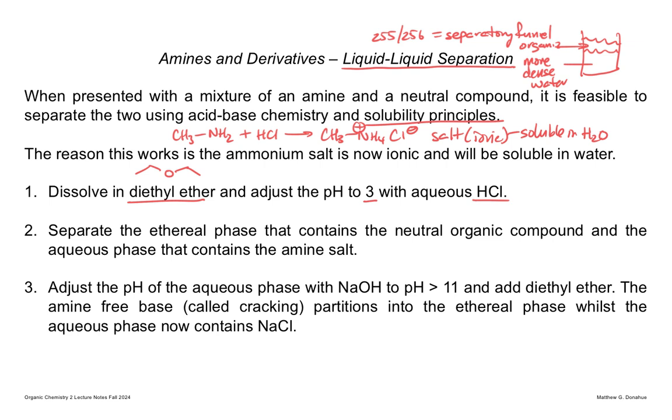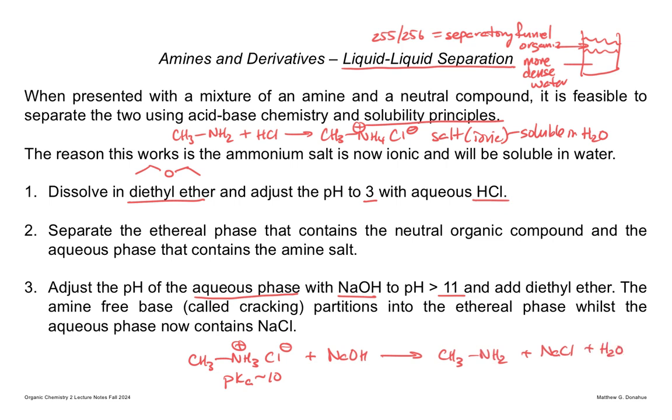Once you separate the phases, the aqueous phase is then treated with sodium hydroxide, so the pH is greater than 11. The reason that is done is you have your ammonium salt, and you want to make it now neutral. The pK of this is approximately 10, so that's why we adjust it to 11. And you end up with your neutral amine plus sodium chloride plus water.